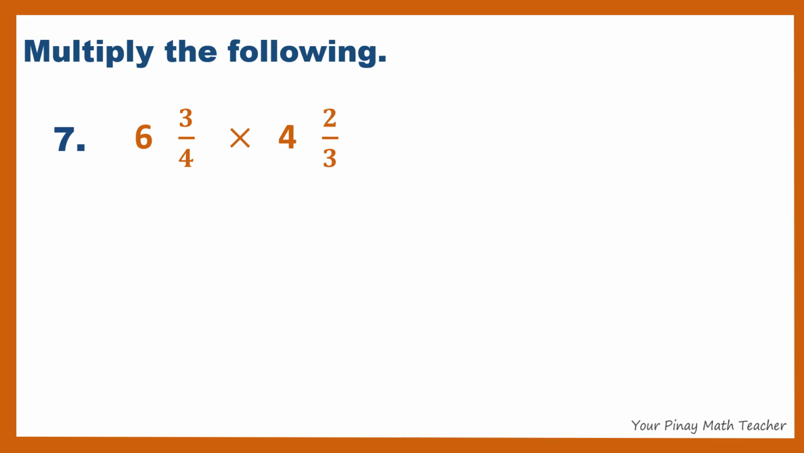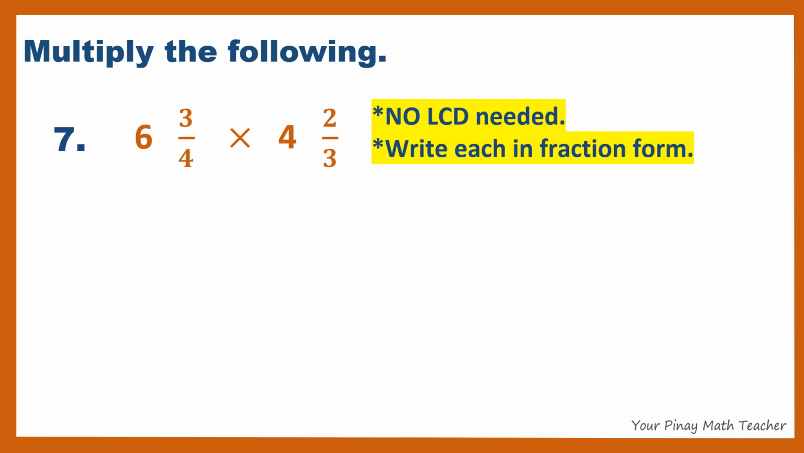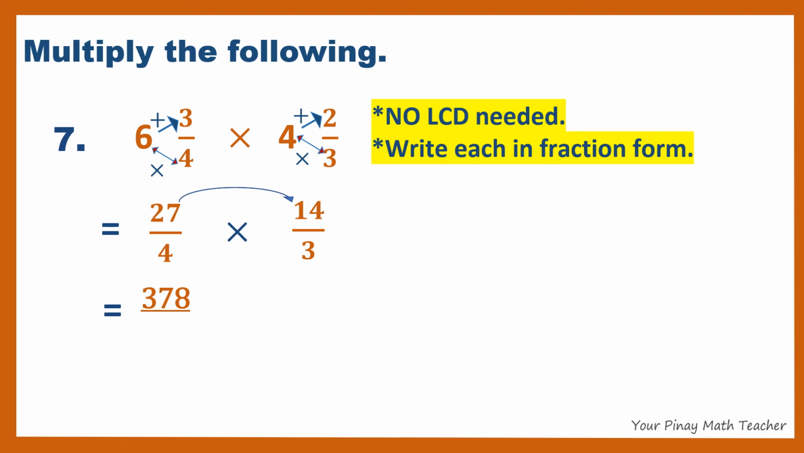Example 7. 6 and 3/4 times 4 and 2/3. Each mixed number should be written in fraction form. 6 and 3/4 becomes 27/4, and 4 and 2/3 becomes 14/3. Using method 1, 27 and 14 must be multiplied. So we get 378, and also the denominators 4 and 3, we get 12.